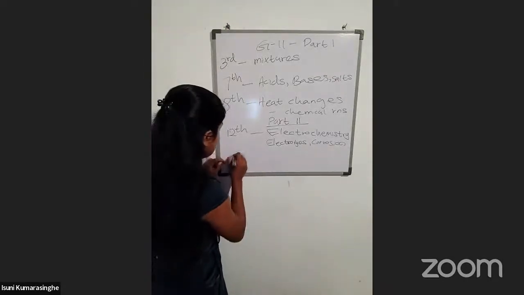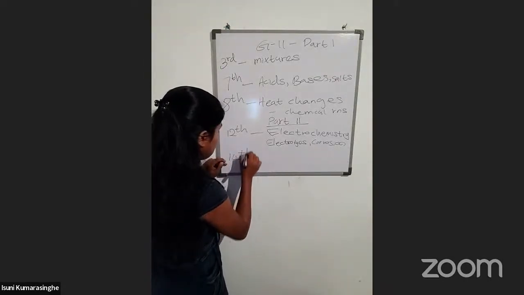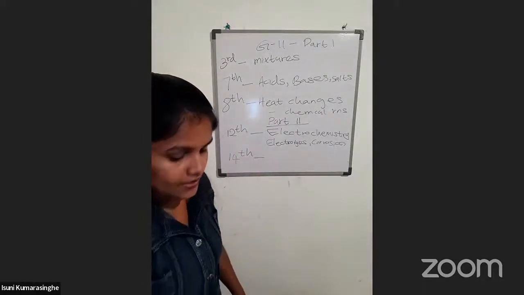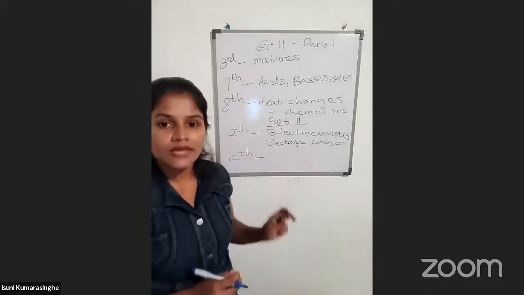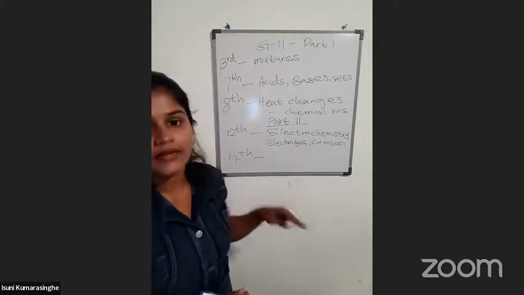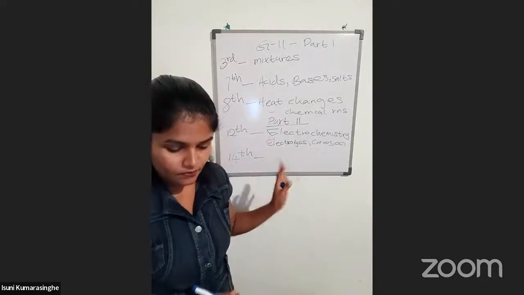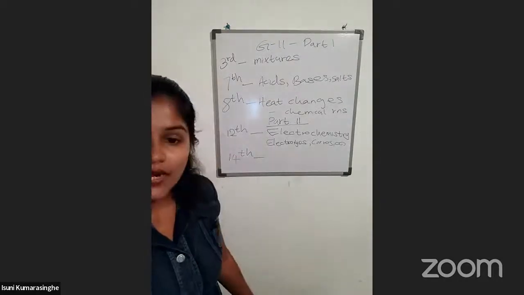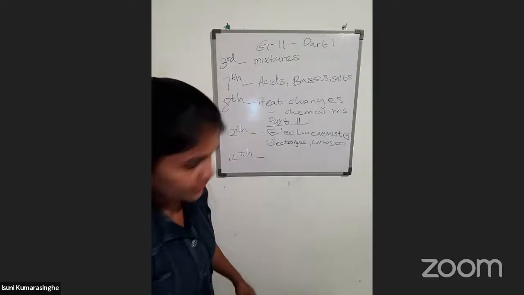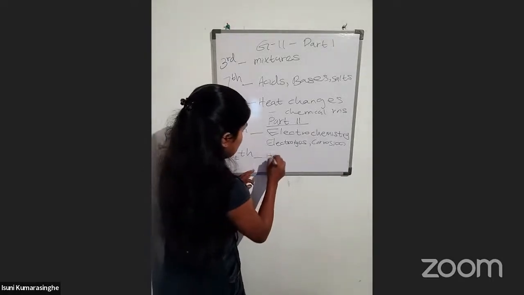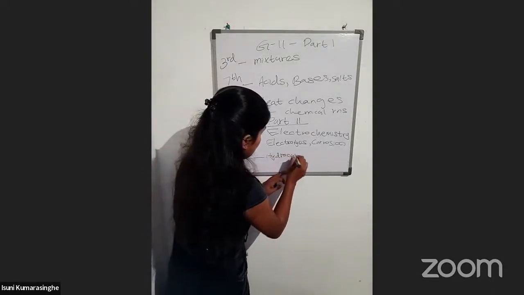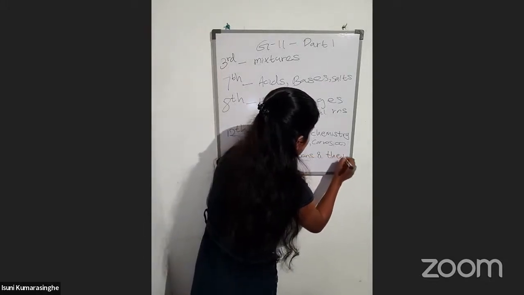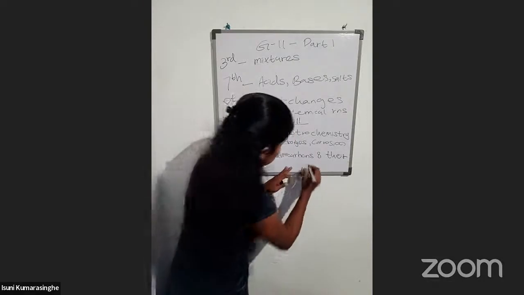Then the 14th lesson, the last basic chemistry lesson under the O-level syllabus. This 14th lesson is allocated for hydrocarbons and their derivatives.